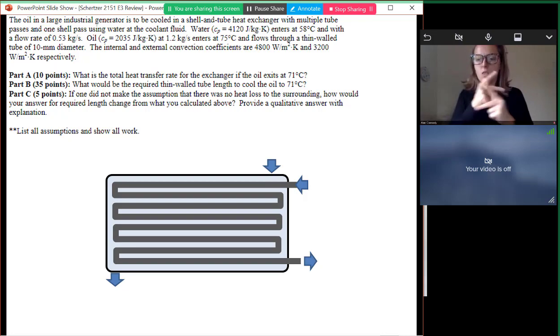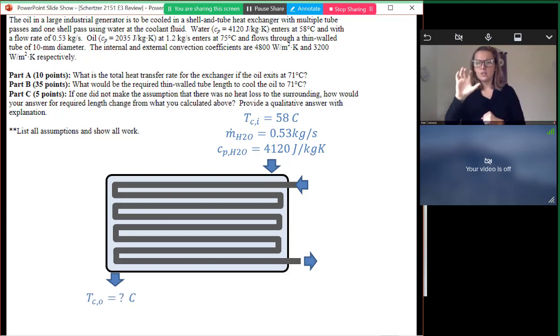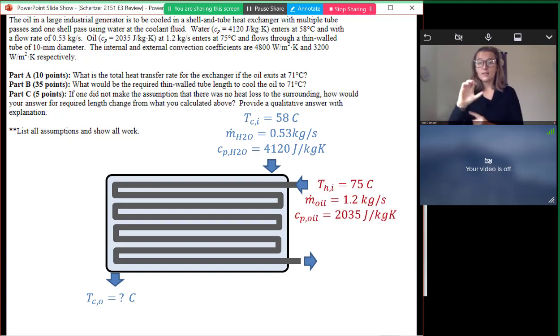So again, I like to draw the problems out. So I know that on the cold side, I have water, or I have a fluid coming in, right? This is water at 58 degrees Celsius. I know the mass flow rate, and I know the specific heat. I don't know the cold outlet temperature. I know the hot inlet temperature. It's 75 degrees, and I know the mass flow rate, and I know CP.